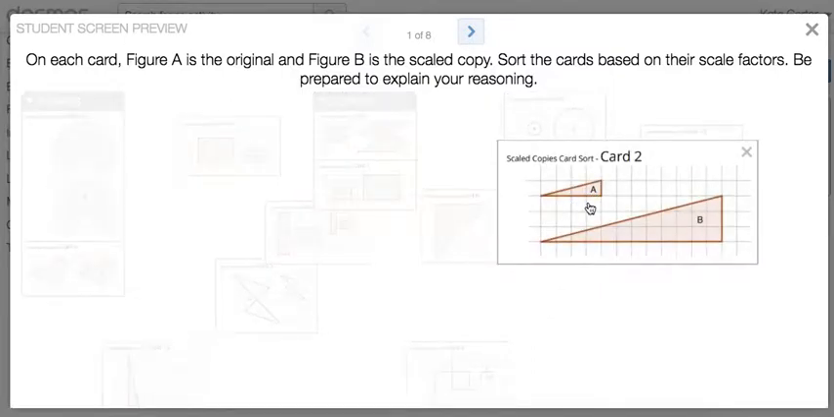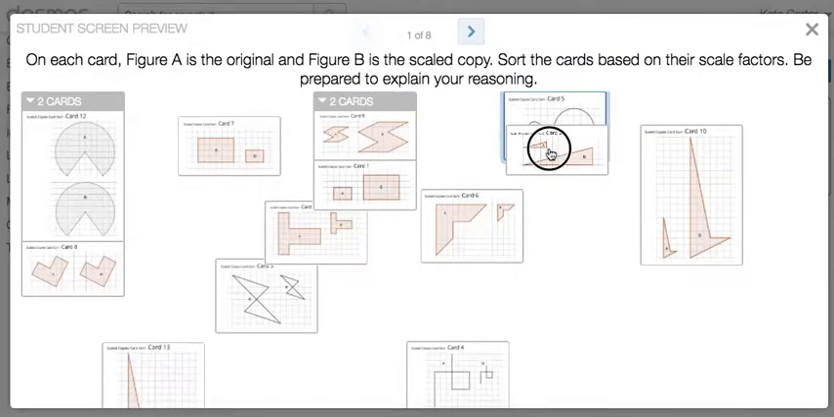Let's get this one. 1, 2, 3, 4 goes to 1, 2, 3, 4, 5, 6, 7, 8, 9, 10, 11, 12. So 4 to 12, I would need to triple that or times 3. 1 to 3 would also triple on the side length. So this is a scale factor of 3.